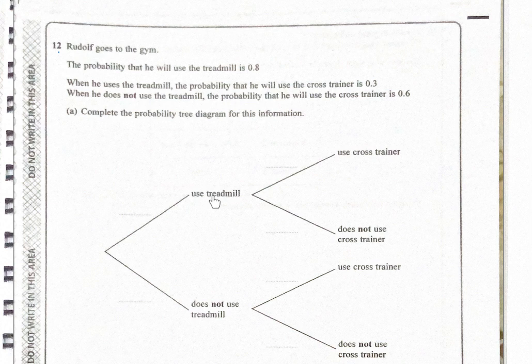So the probability to use treadmill 0.8. So does not use the treadmill 0.2. The probability if he uses the treadmill, so use this branch, the probability that he will use the cross trainer is 0.3, so 0.3. So that one, 0.7. When he does not use the treadmill, the probability that he will use the cross trainer is 0.6. So this branch is 0.6. So now you can deduce that this branch is 0.4.